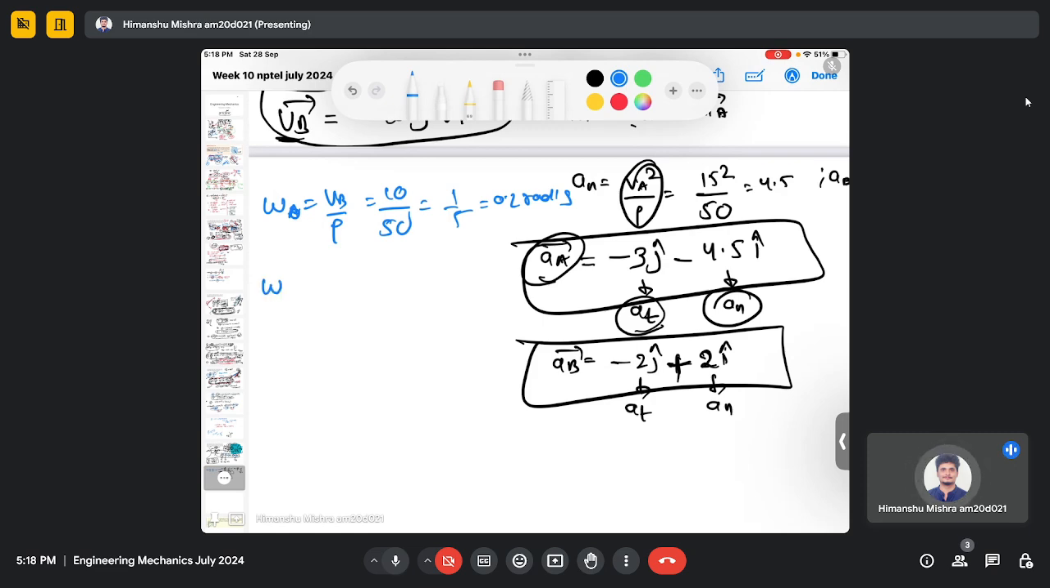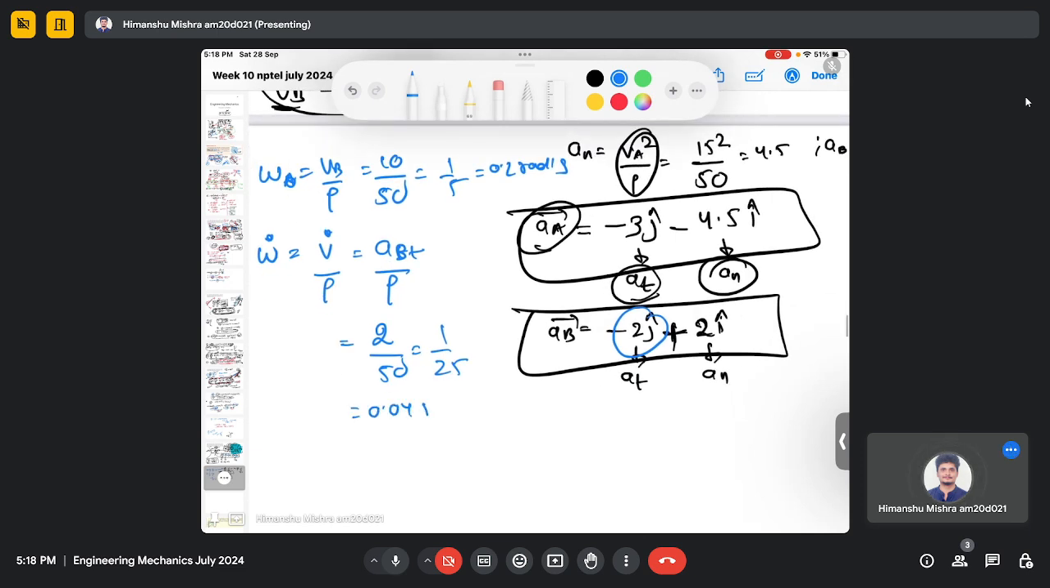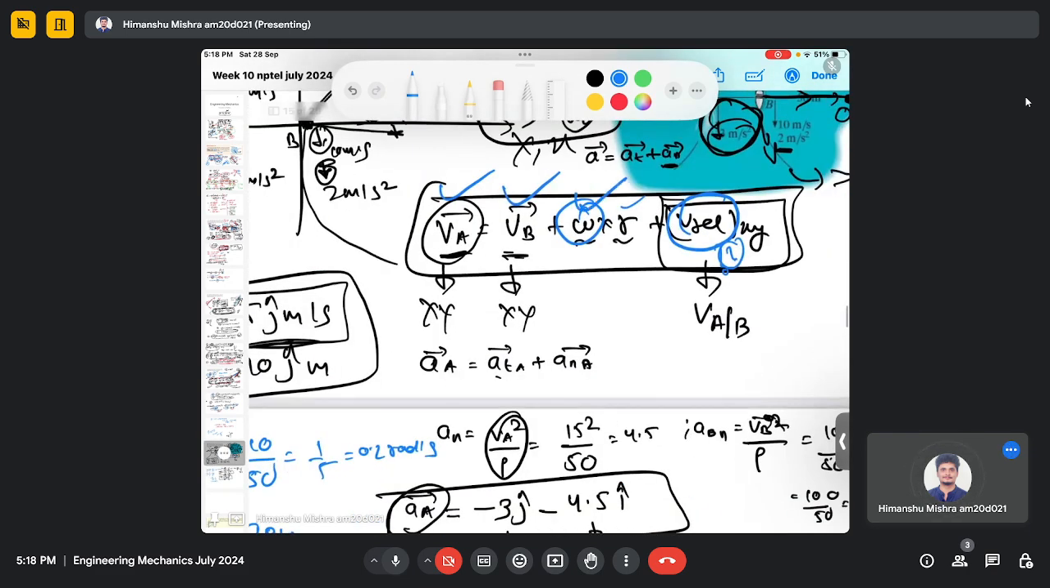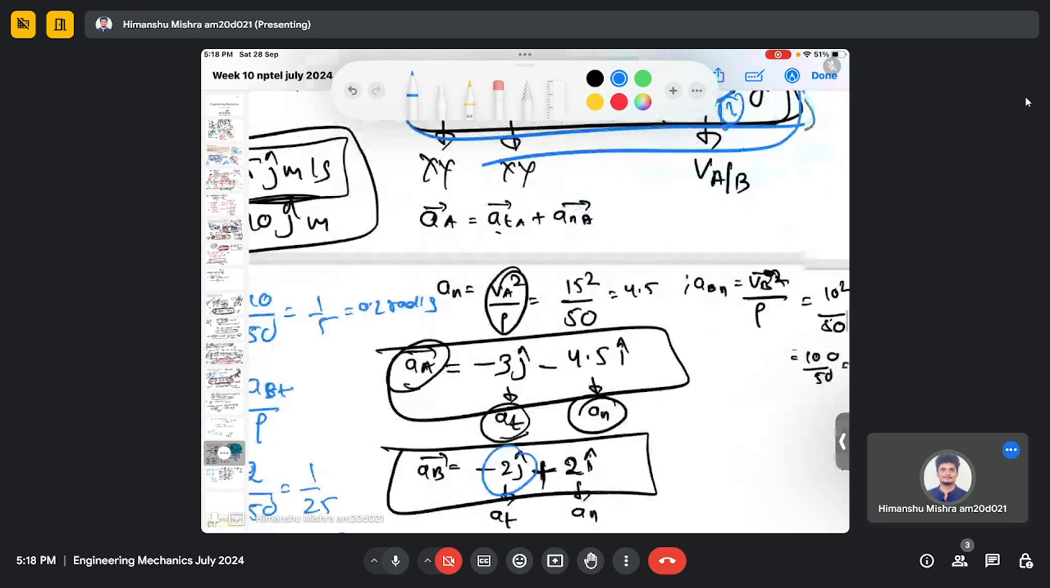And I can find omega dot as v dot by rho. So v dot is my tangential acceleration, abt by rho, and abt is 2 by 50, so it's 1 by 25, 0.04 rad per second square. So we now know omega, we also know omega dot, so this is also known. So now we can easily use this expression to find the relative velocity.